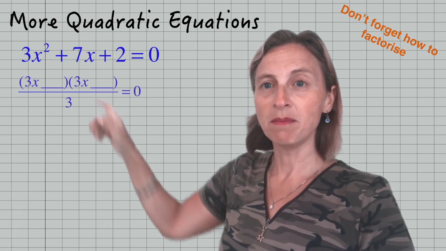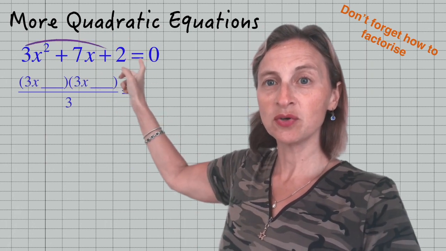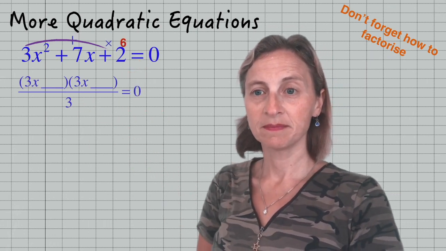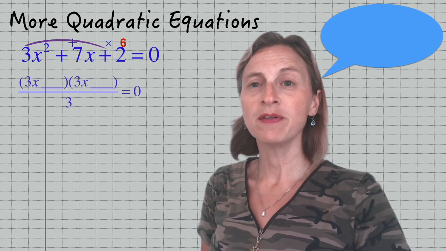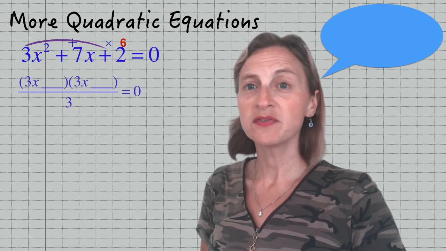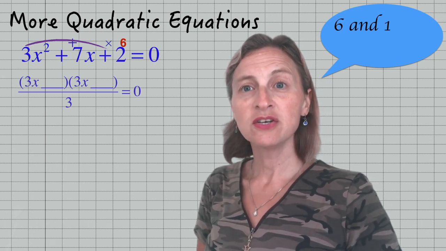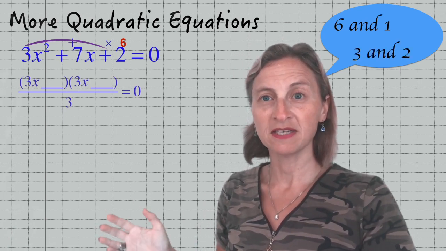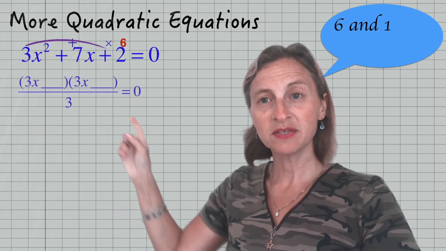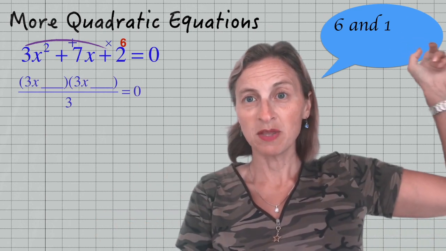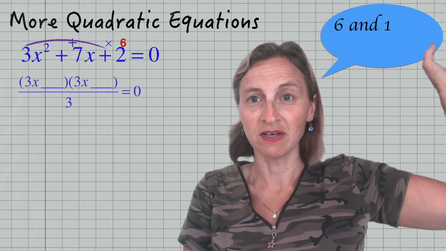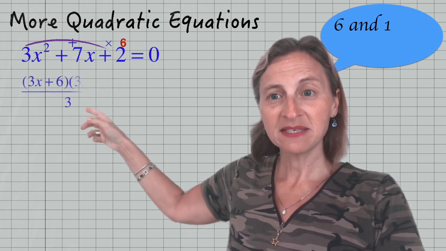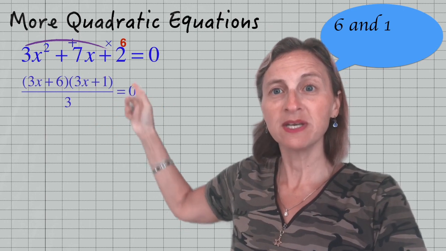Then we're looking for a number that multiplies to give 3 times 2 is 6 and adds to give 7. So we need to think about what are the multiples of 6. So the multiples of 6 could be 3 and 2, 6 and 1. And we need to find one of these factors that adds to give 7. So 6 and 1 would be the ones there because 3 and 2 can't give us 7.